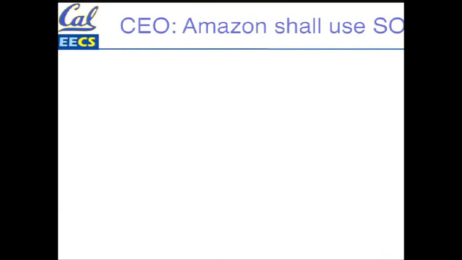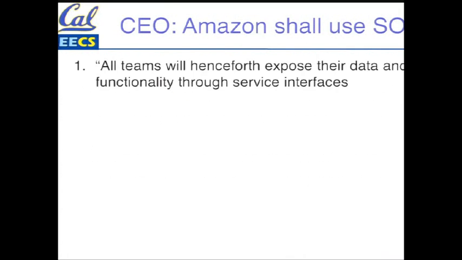Jeff Bezos wrote this email. Now, Jeff Bezos is a very interesting, very smart guy. He got a bachelor's degree in computer science from Princeton, but he's the head of Amazon.com. So he sends this email. Here's the first part of the email, and I'm quoting the blogger, so this isn't exactly word for word, but this is the essence of what he said. All teams will henceforth expose their data and functionality through service interfaces. This is from the CEO.